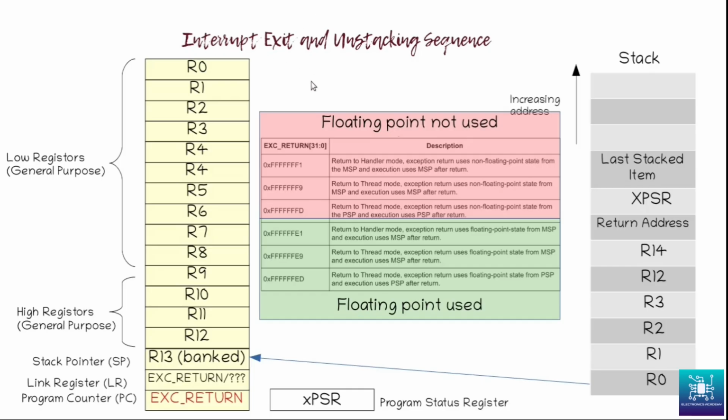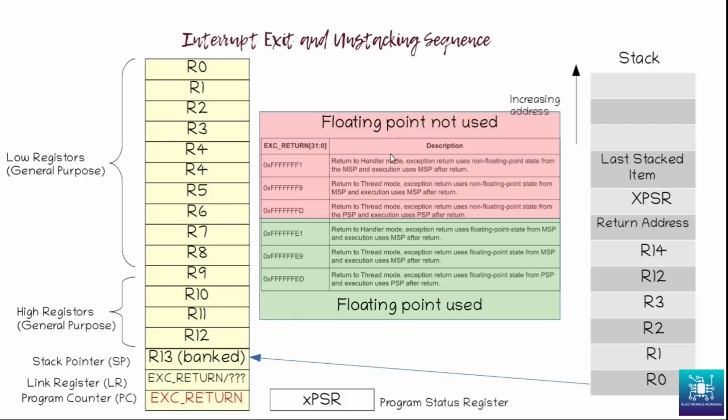Now again, we come to the interrupt exit and unstacking sequence. So now let's assume that the ISR has completed executing. Now when the ISR has completed executing, then again this table, the same table that we saw previously, it is the time now that this table is actually going to be used to figure out where to return to, in what mode to return to, and which stack pointer to use.